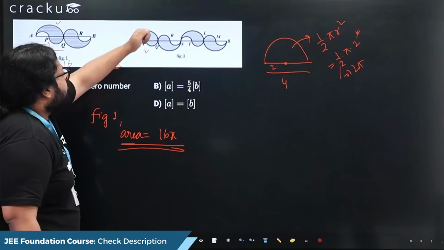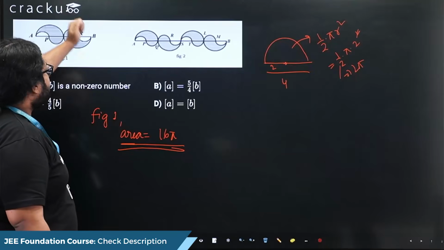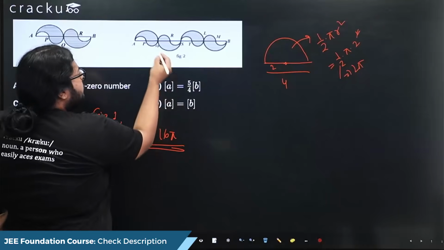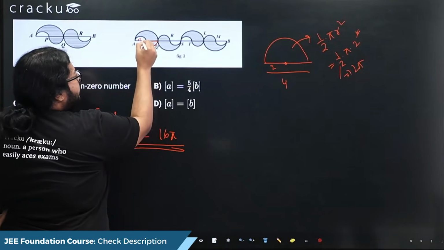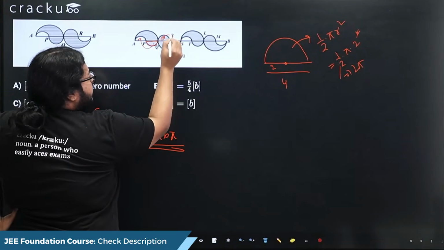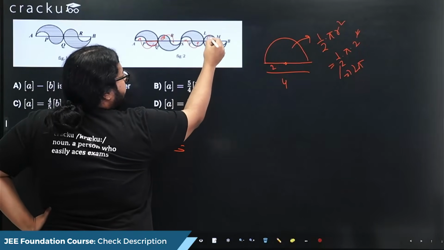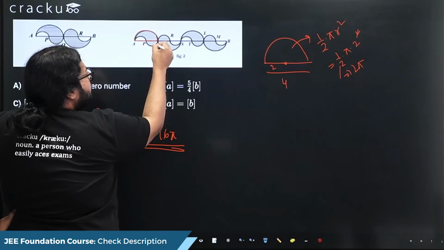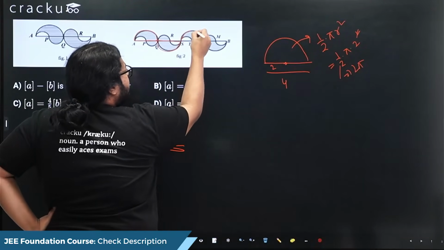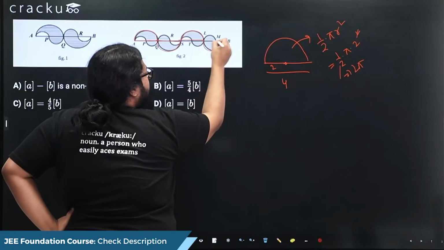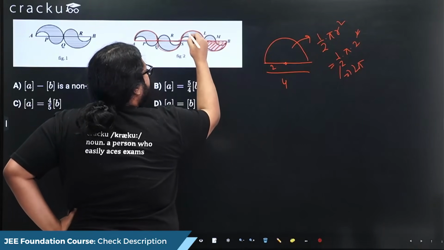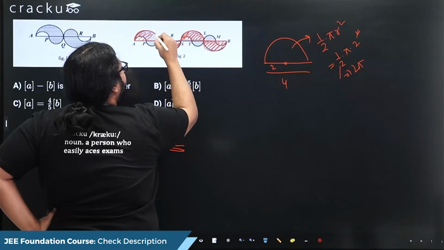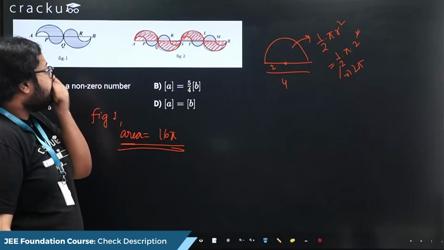Now let's move to figure 2. Figure 2 also is very similar to figure A. Essentially our approach is going to be similar to that. What we will do is, we'll take this, put it here, take this, put it here, take this, put it here, take this, put it here. In that case, our figure basically becomes something like this. This is the area we need to figure out for.